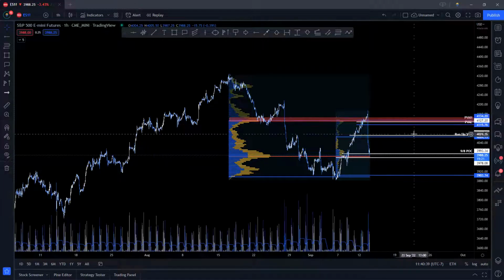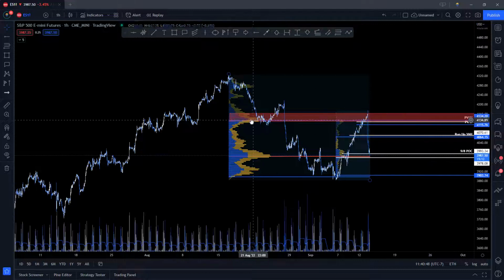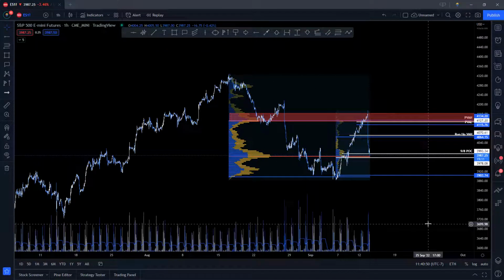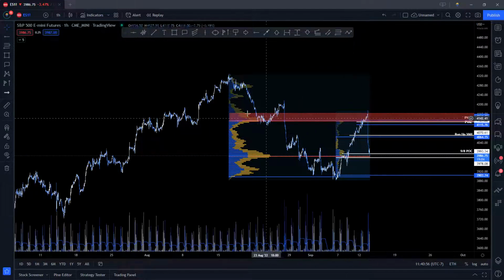It was a big area, actually a little bit higher. It's good enough. I was saying like 4140 to 4150 is a big area where we're going to see probably a rejection. A lot of sellers step in.